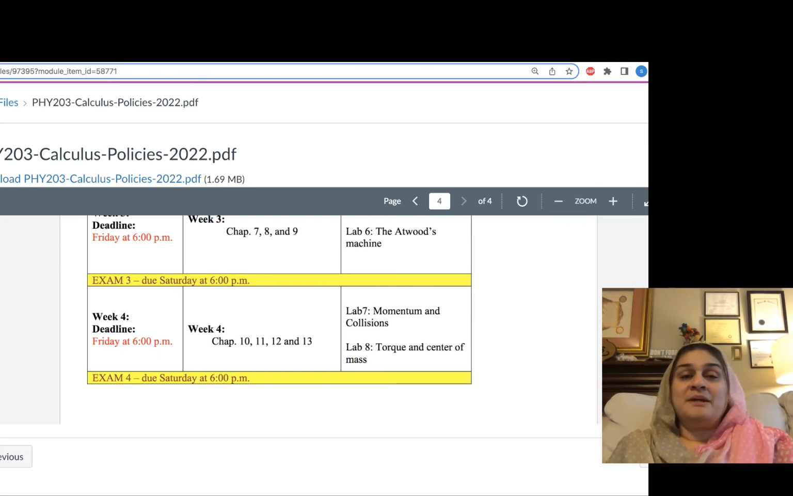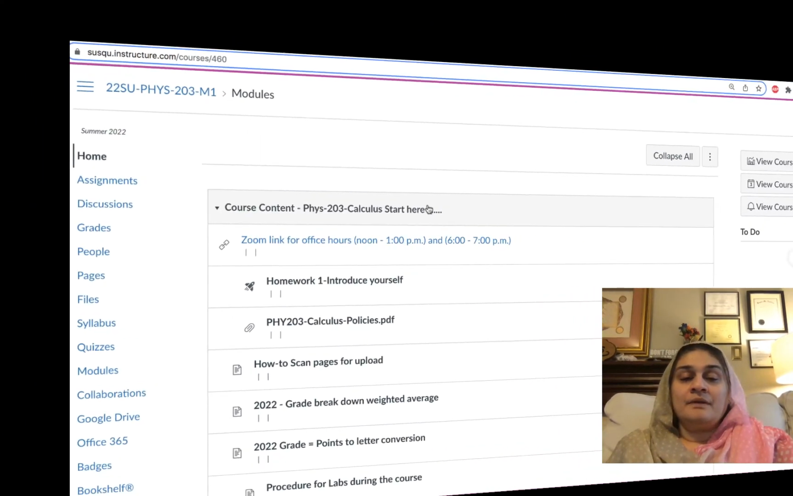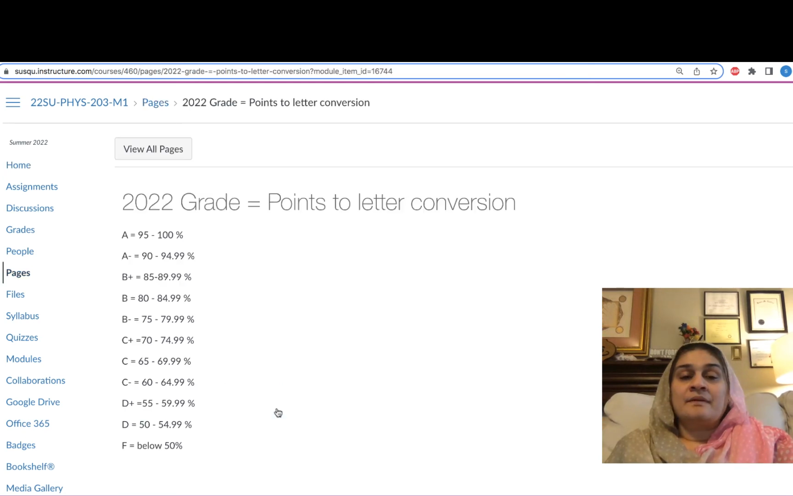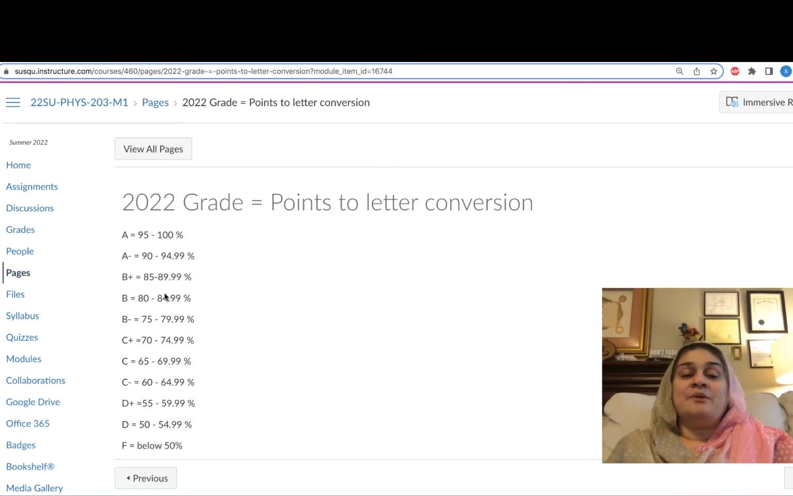Now going back to the main page, I have provided you with how to scan pages for upload, the grade breakdown, the point to letter conversion, and the procedure to follow during the lab report. Please make sure you go through them. I will quickly go through the points to letter conversion. For this course, A will be a score between 95 and 100, a B plus will be 85 to 89.99, and so on and so forth. It is a good idea to keep this in mind and refer back to it as needed.